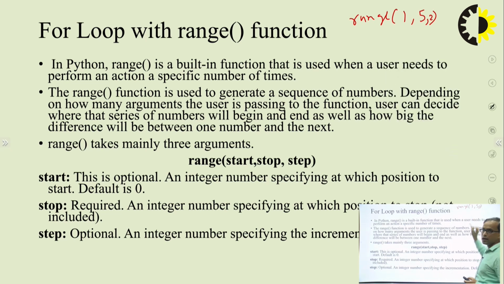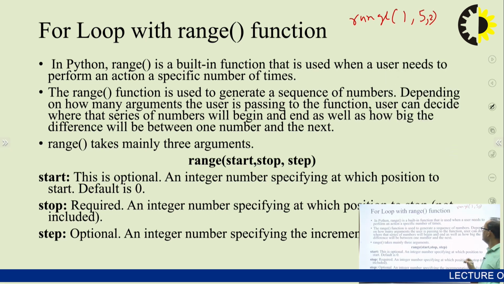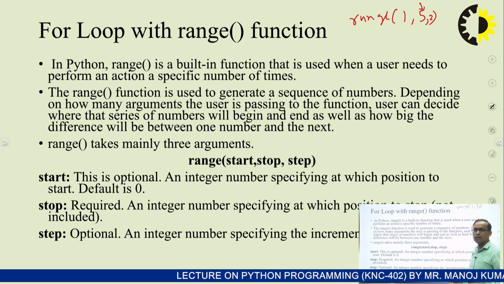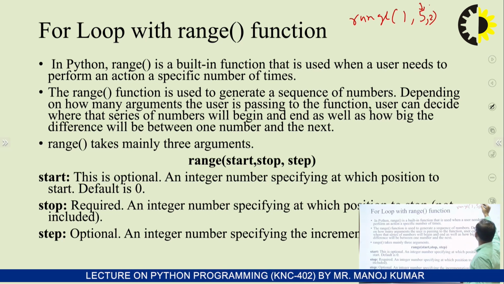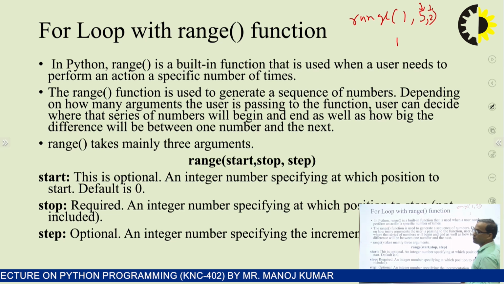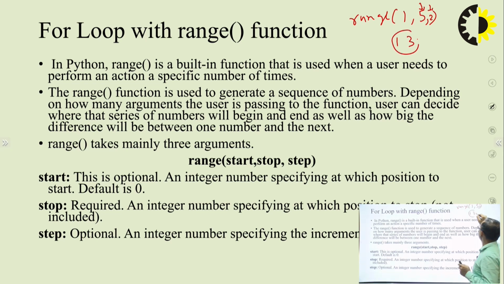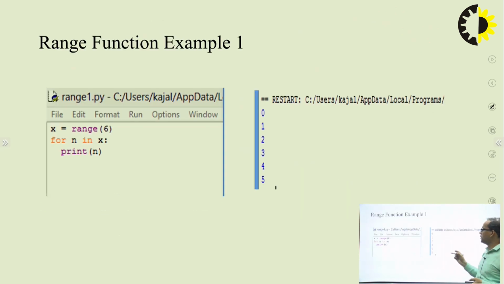The value of start is 1, so it will start from 1, and the value of stop is 5. And the step basically represents the increment. This is 2, so now it will print 1, increase by 2, 3, and after that, since the stop is 5, it will only print 1 3. If I pass 6 here, then it will print 1 3 and 5. Okay, so this is the basic example.